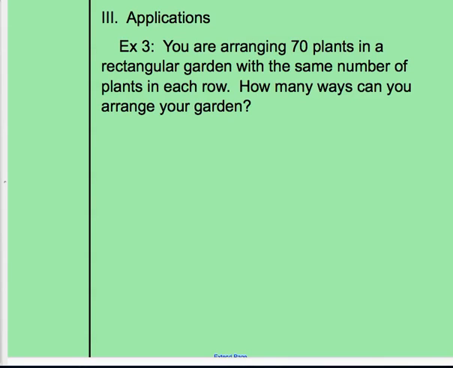All right, our last example is an application of primes. So we're looking at arranging 70 plants in a rectangular garden with the same number of plants in each row. How many different ways could we arrange our garden? So basically what this is saying is, how many different ways can we divide 70? So we have to find all of the factors of 70.